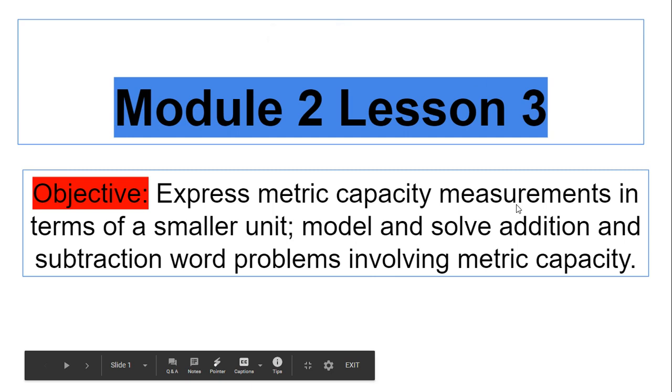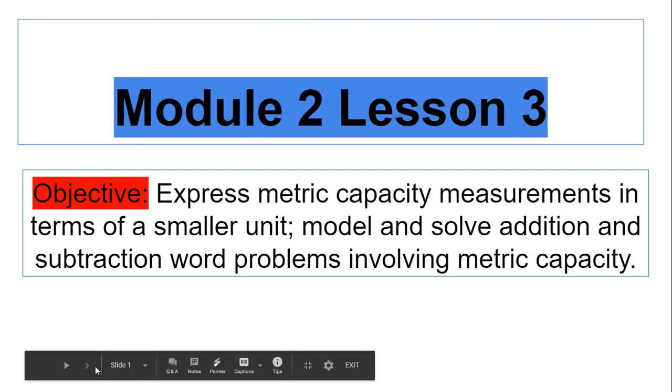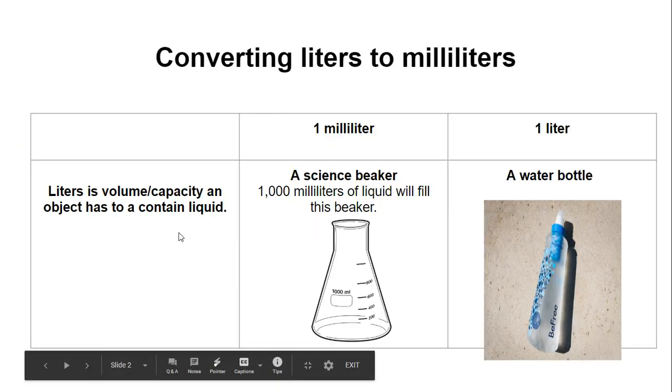Module 2, Lesson 3. Our objective is to express metric capacity measurements in terms of a smaller unit, and to model and solve addition and subtraction word problems involving metric capacity. So you're going to be converting liters to milliliters in this lesson.